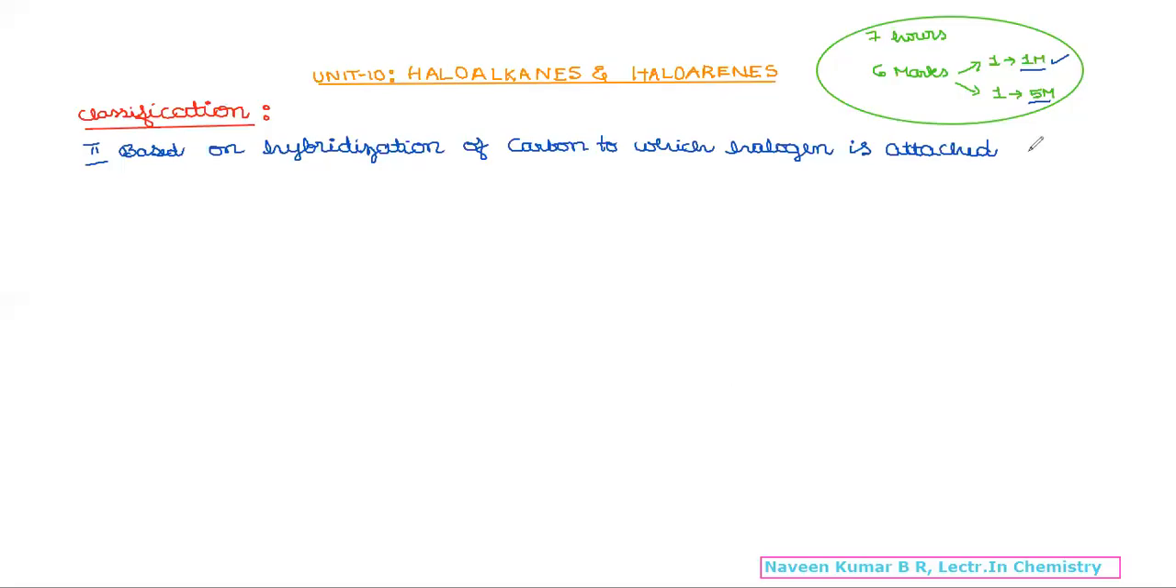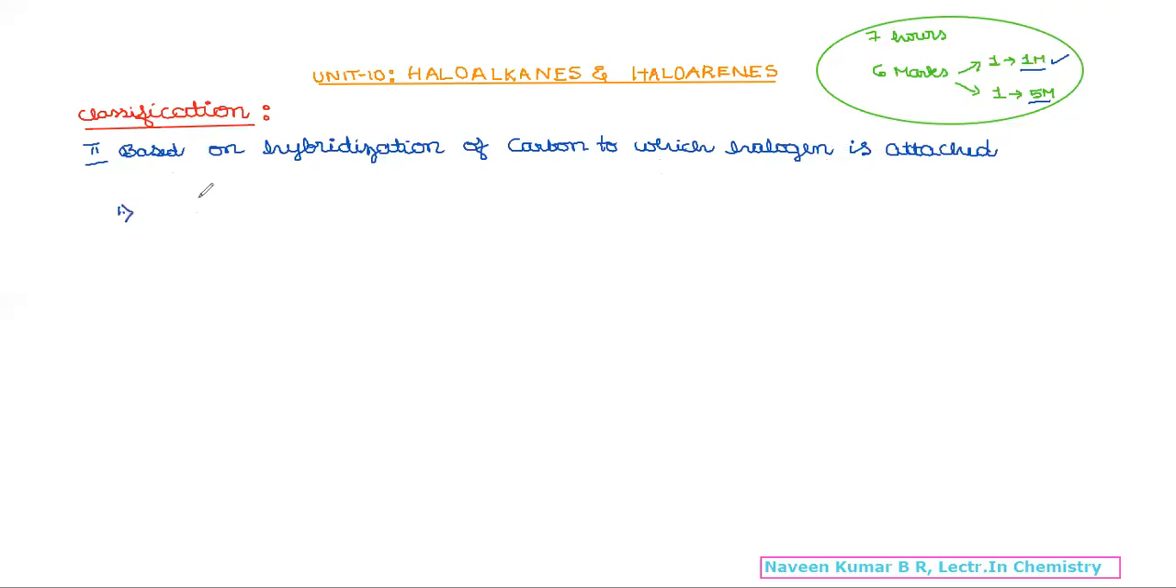Now we'll observe the second classification. It is based on the hybridization of carbon to which halogen is attached. So these classifications are very important 1-mark questions. Either you may get a structure to identify the type, or they will ask the type directly to give with an example. Now we'll try to observe based on the hybridization. Again, they are further classified into two main types.